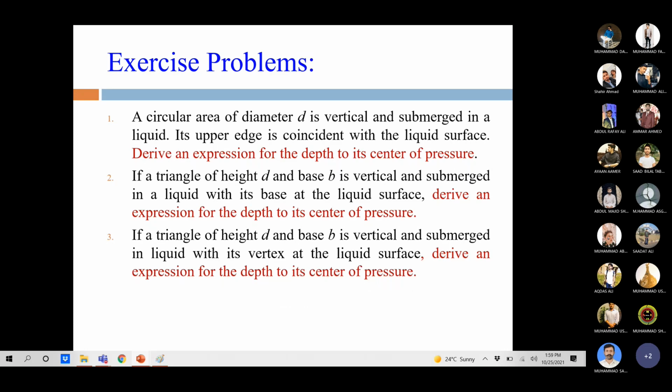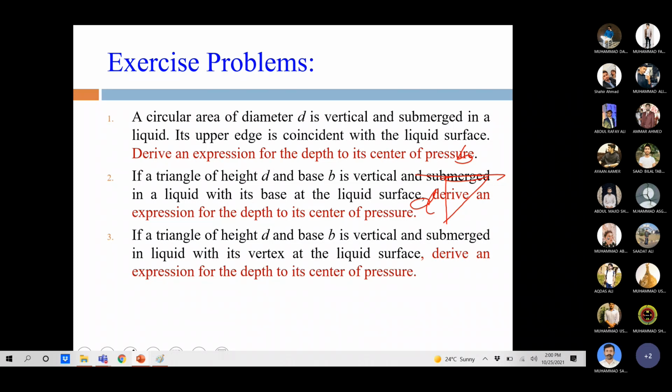So next is, if the triangle of height D, say we have a triangle of height D and base B, just like this one, this is B and this is D, is vertical and submerged in a liquid with its base at the liquid surface, derive an expression for the depth of center of pressure. So how can you find YP?